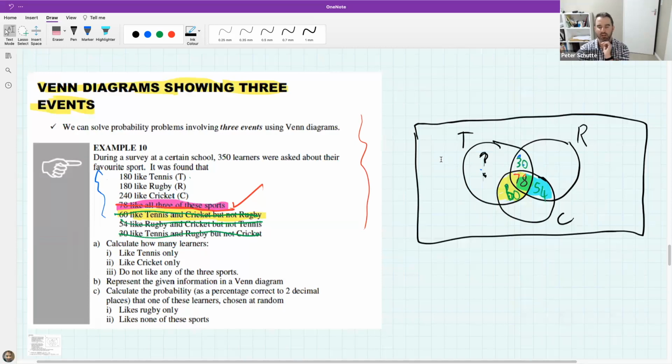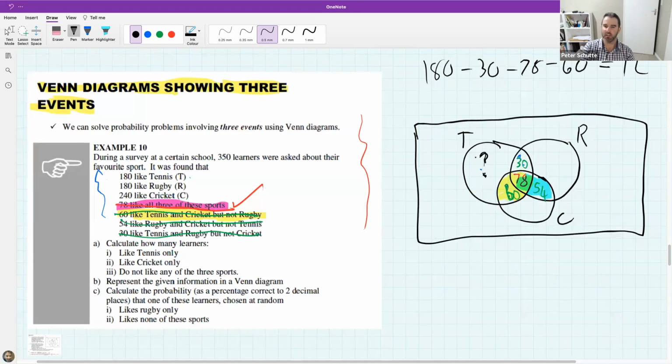Can you tell me how many students like tennis as their favorite sport only? So you know 180 like tennis, and you have to take away this stuff over here, and what you're left with, which is 12, is how many students have a favorite sport of tennis, and that's it.